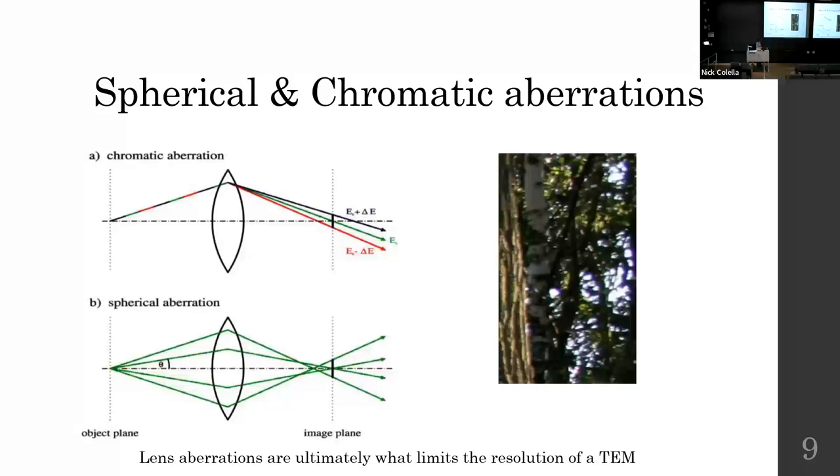Another thing that happens is that the lenses are not perfect. And sometimes rays which are going further out in the lens are not focused to the same spot as rays that are going closer in. And that we call spherical aberration.